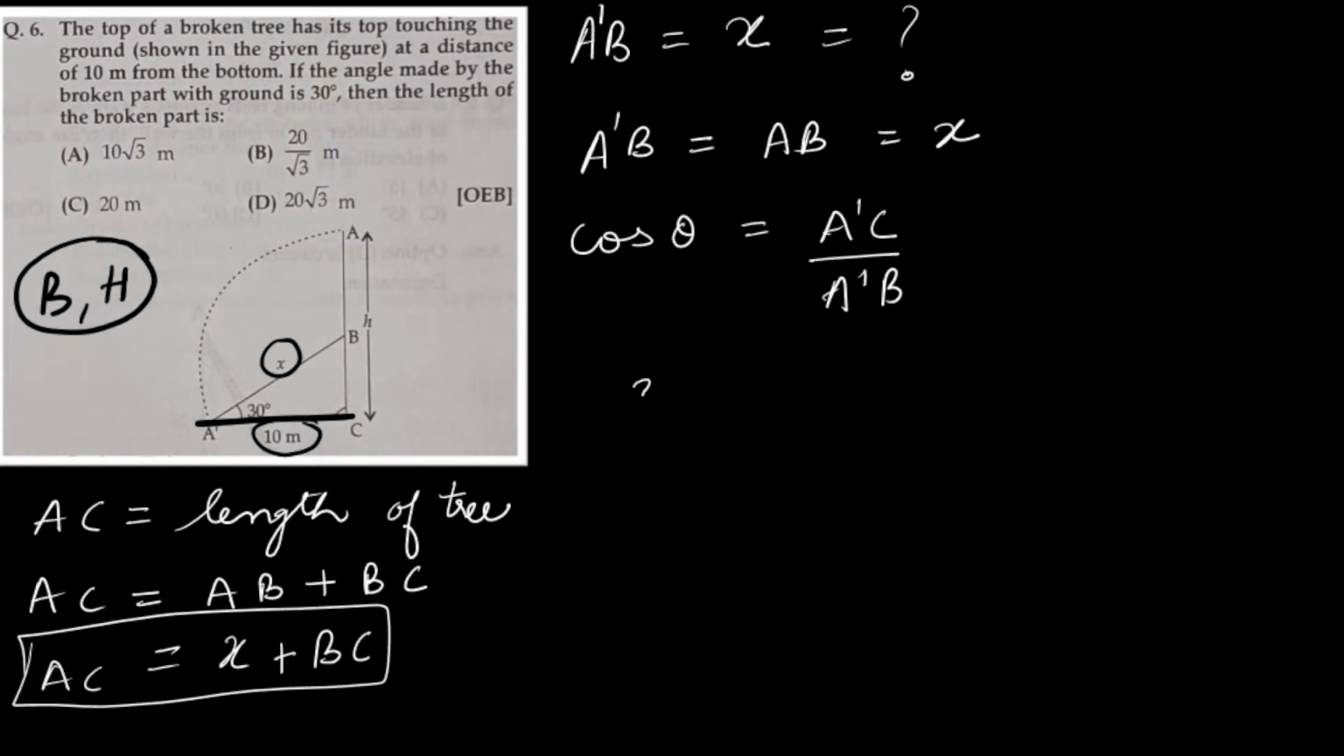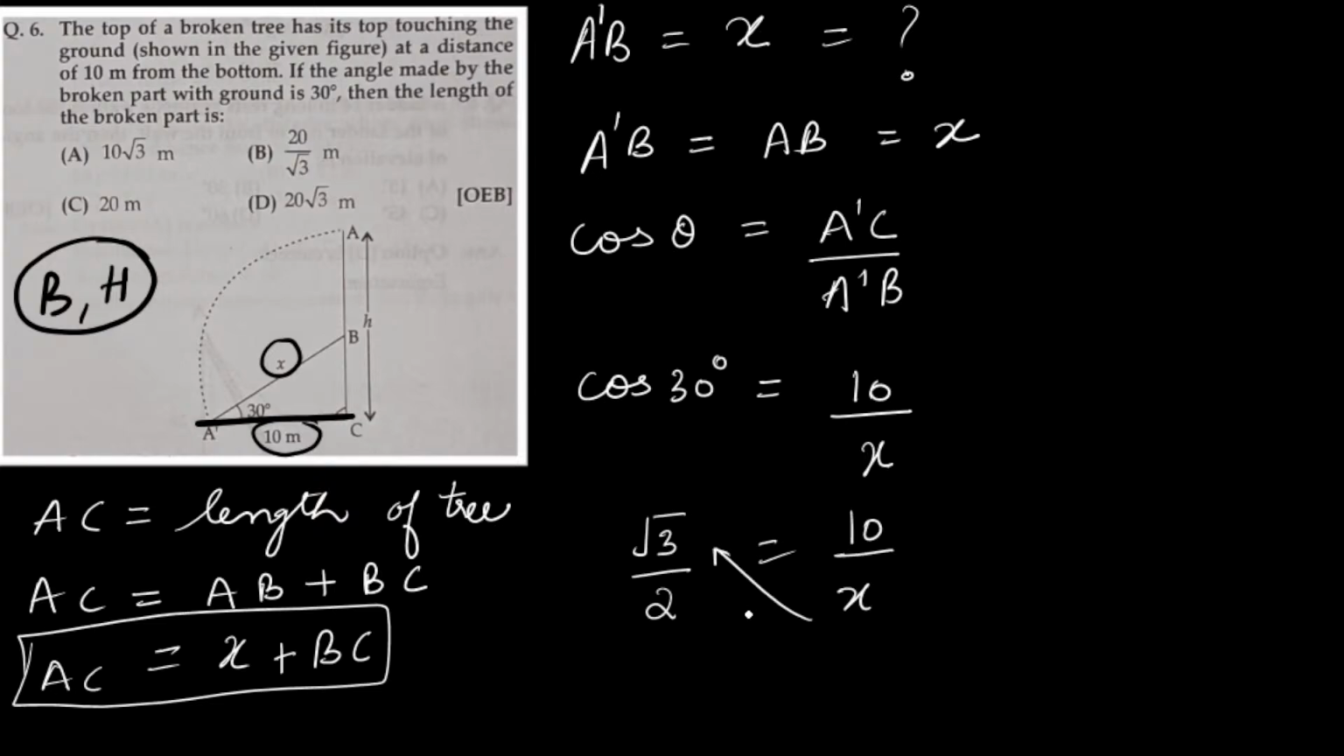So cos theta, where theta is equal to 30 degrees, is cos 30 degrees. A dash C, its value is given to us as 10. A dash B is X. Cos 30's value we already know, it is root 3 by 2. So root 3 by 2 is equal to 10 by X.